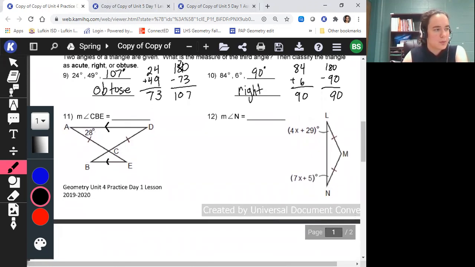On our next one, we are looking for angle CBE. So this angle down here. We know we have 28 degrees here, and we have, again, an isosceles triangle. And remember that your base angles in an isosceles triangle are congruent. So angle D is also 28 degrees. And that means that we can find angle ACD by adding 28 and 28 and then subtracting from 180.